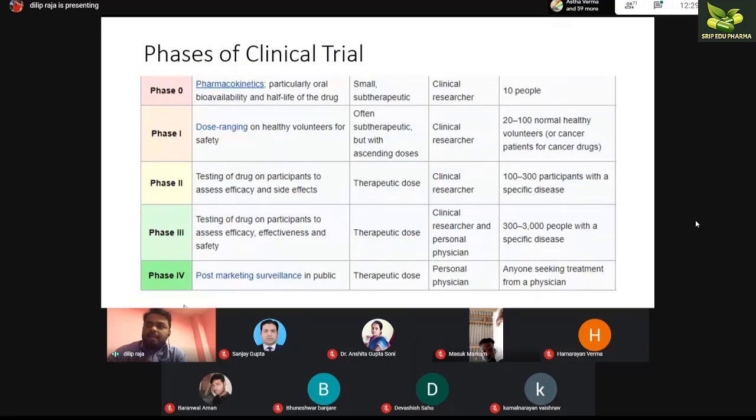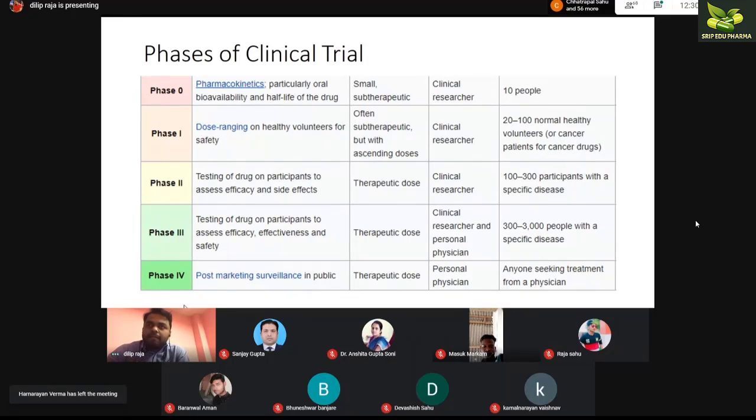But the drug may fail in any of the phases: phase 0, phase 1, phase 2, and phase 3. Any of the phases, it can fail. Now let's imagine the drug passes phase 3 also, and it gets launched into the market. Now comes phase 4, which is called post-marketing surveillance. Post-marketing surveillance is the phase which happens after phase 3, after the drug is launched into the market. So what is this post-marketing surveillance?